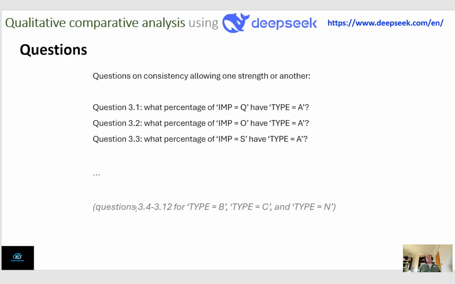And then again, questions 3.4 to 3.12, we repeat these three questions here for types B, C, and N. N would be no service sold.